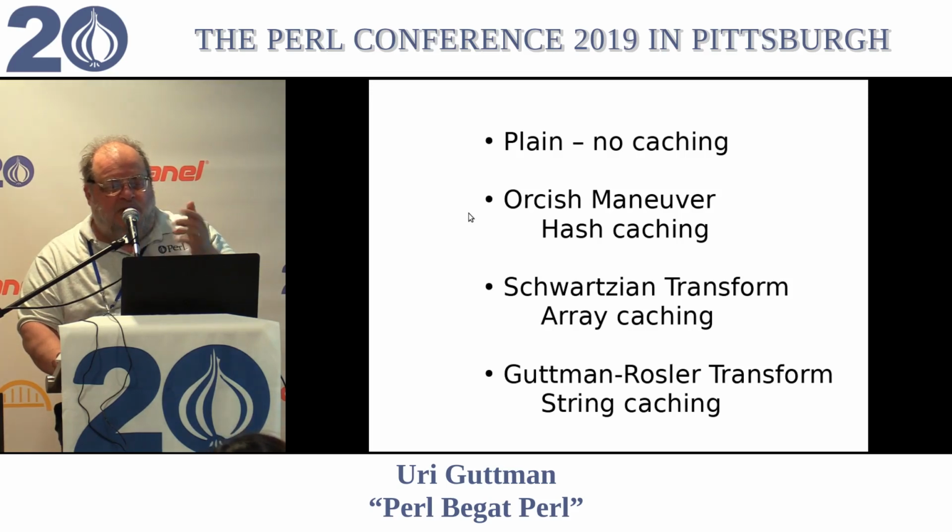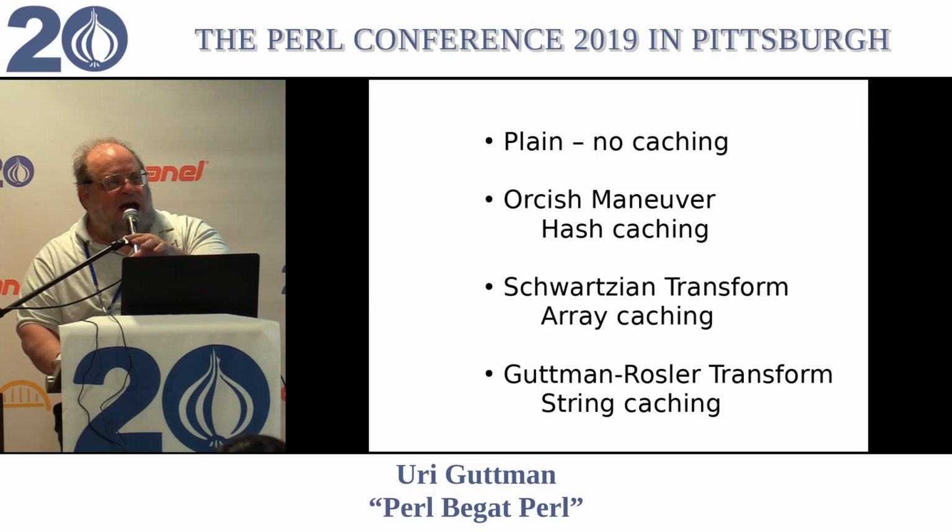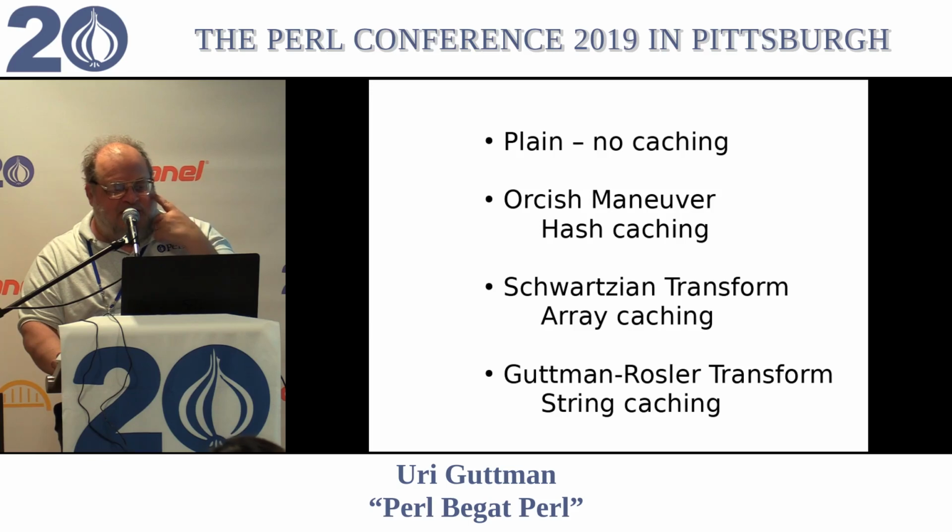Okay, so there are 4 styles of sorting that we can generate. Plain, which is no caching. That's your standard calling of the sort operator. But this module is still useful, because if you're not really sure how to write sorts that do different things, you can describe your sort and it'll generate code, and you can learn how to do it or just use the code. Orcish Maneuver is when you have an or-equals into a hash, so you're caching the keys that way. That's why it's Orcish, or cache. Bad pun. I don't know who invented that.